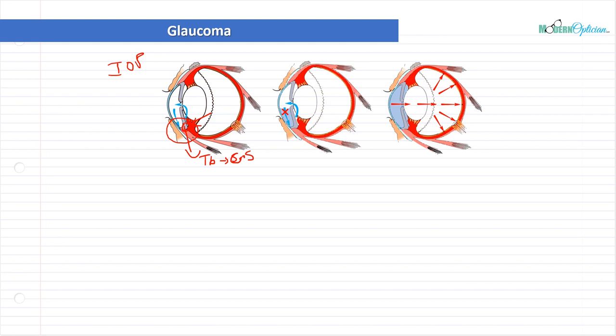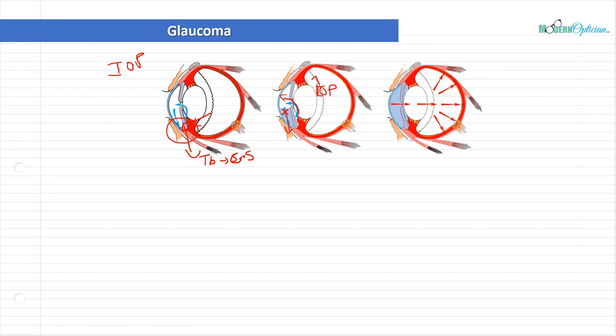With open angle glaucoma, the aqueous humor is still being produced, still flowing through the pupil. However, for some reason, it is not draining out. Now this could be due to a number of reasons. Often trabecular meshwork dysfunction is the main cause. However, this fluid is not draining out. So if you think about it, there's a continuous production of fluid, but it's not coming out. That is going to increase IOP.